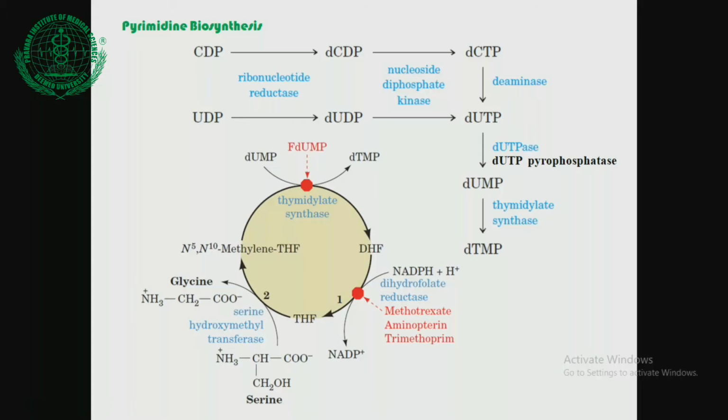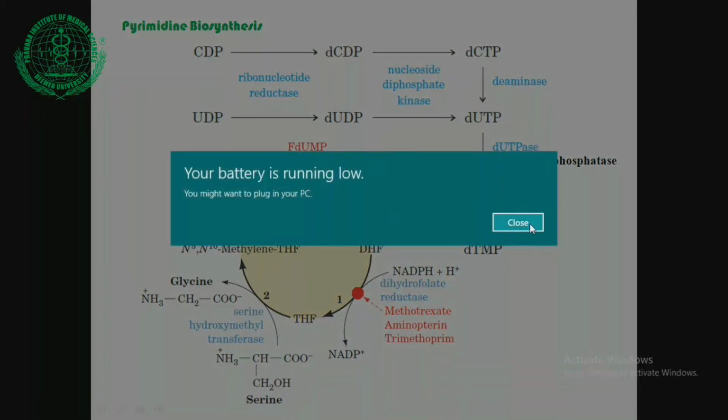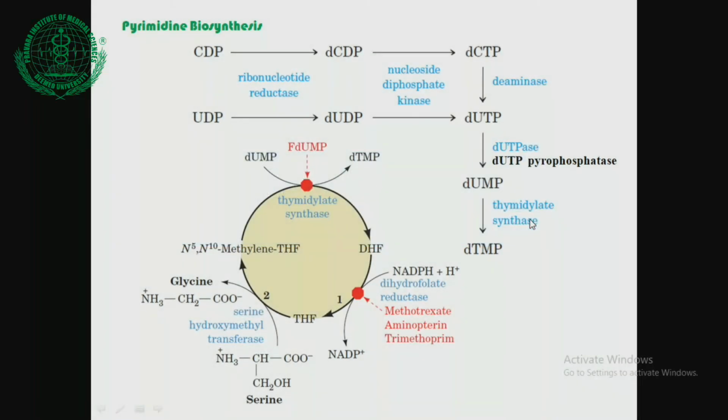cancer cells. So this enzyme acts as a potential target for drugs to provide anti-cancer therapy, and fluorouracil, as a uracil analog, is used as an anti-cancer drug.